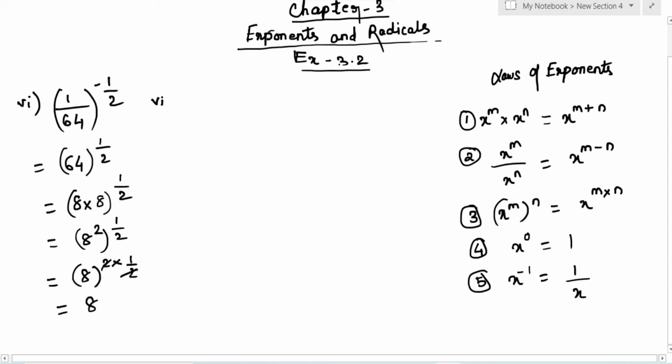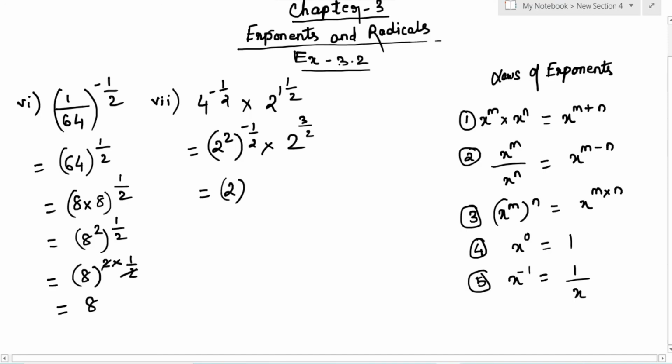Now coming down to the last part of this question, that is the seventh. 4 to the power minus 1 by 2 into 2 to the power 1 1 by 2, that is given in mixed fraction. So 4 can be written as the square of 2 whole to the power minus 1 by 2 into 2 to the power. This mixed fraction can be written as 2 ones are 2 plus 1 is 3 by 2. Now we are having power to the power, so we will multiply: 2 to the power 2 into minus 1 by 2 is minus 2 by 2, into 2 to the power 3 by 2.